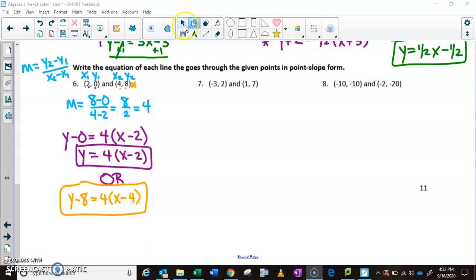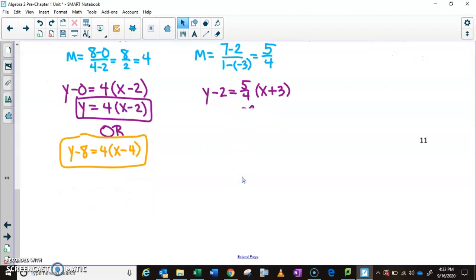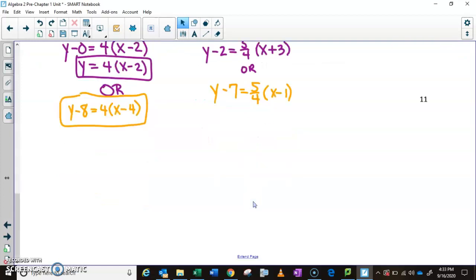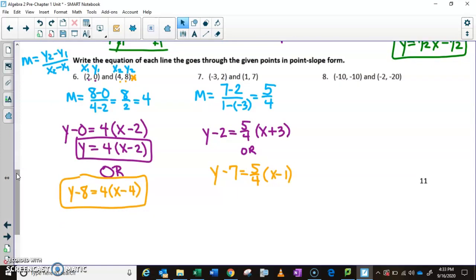Okay, taking a look at number 7, we should find the slope, and we should get the slope of 5/4. If I use the first point and I substitute in, I should be able to come up with y minus 2 is equal to 5/4, and it's x minus -3, but of course, x minus negative, we should write that as positive, so x plus 3. And if I use the second point, you should have gotten y minus 7 is equal to 5/4 times x minus 1.